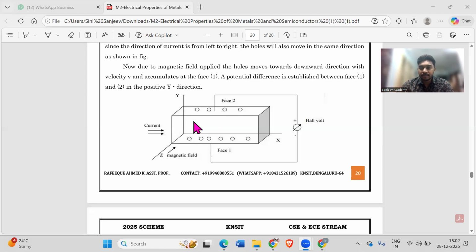So what is it basically? Listen carefully: when a magnetic field is applied perpendicular to a current carrying conductor, a voltage is developed or created, and that voltage is perpendicular to both the magnetic field as well as the current. So this is called the Hall effect, and the voltage developed here is called the Hall voltage.